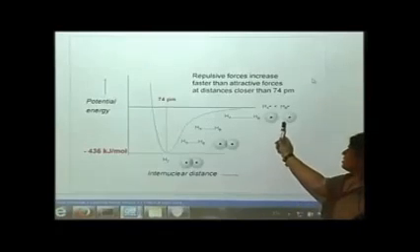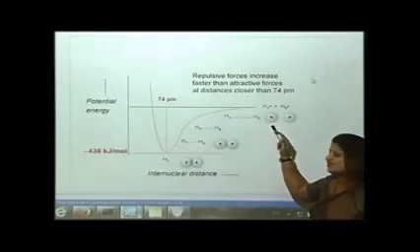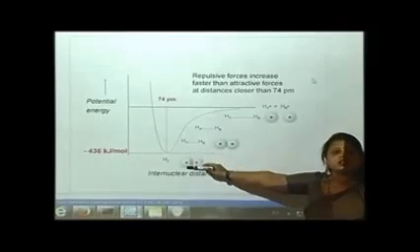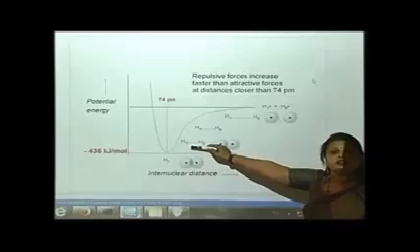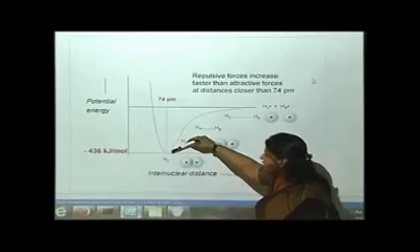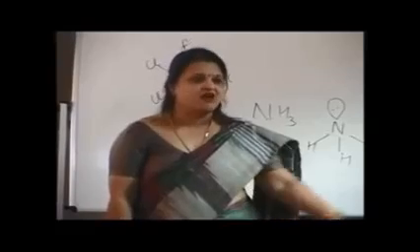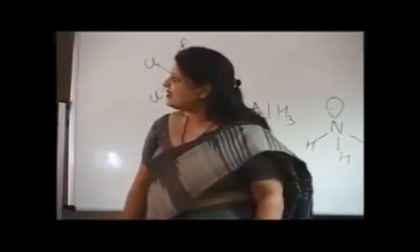Okay, so this is what is happening here. Two atoms away from each other, coming closer, attracting each other, further closer, reaching an equilibrium position where the repulsive forces start dominating, and then if you further decrease the distance, there will be an increase in the potential energy. So this is nothing but the potential energy versus internuclear distance graph for the hydrogen atoms.